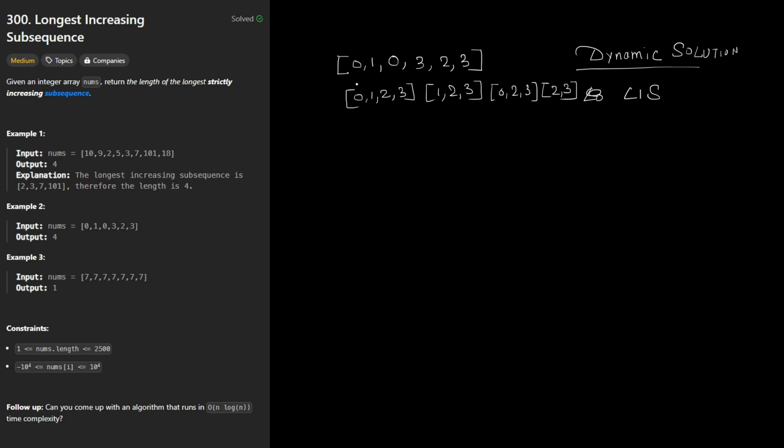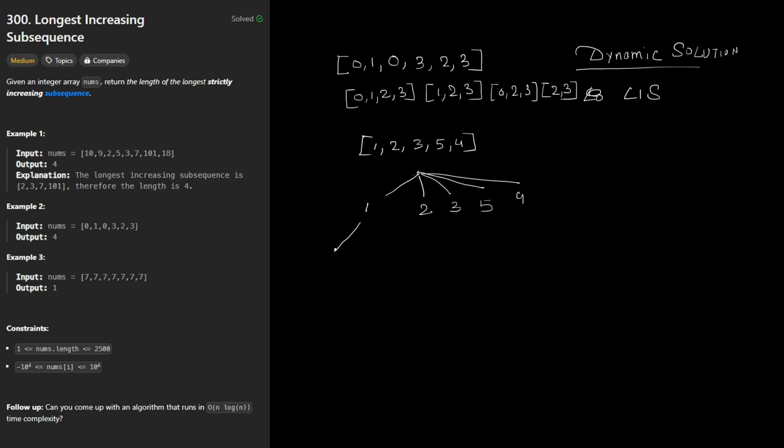So let us take another small example: 1, 2, 3, 5 and 4. Here, initially, in which directions can we go? From the starting, I can take 1, I can take 2, I can take 3, I can take 5 and I can take 4.